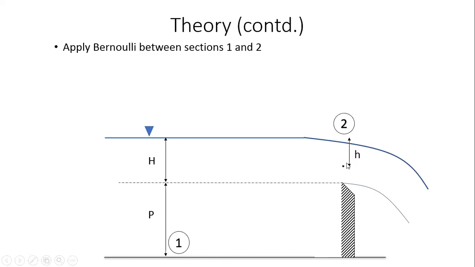And then at section 2, I'm going to consider a point which is at a depth of small h from the water surface. I'm going to apply Bernoulli between section 1 and section 2. So at section 1, I have capital P plus capital H plus V1 square by 2G, equal to, at section 2, capital P plus capital H minus small h, so that is the elevation at this point, plus V2 square by 2G, right?